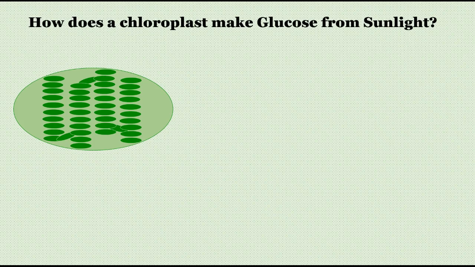How does a chloroplast make glucose from sunlight? Well, here's a diagram of a chloroplast, and this is as if we cut the chloroplast open so that you can see the inside. On the outside, it just looks like a bean.